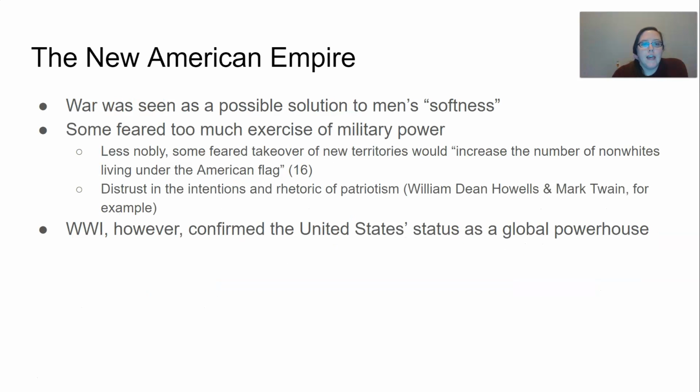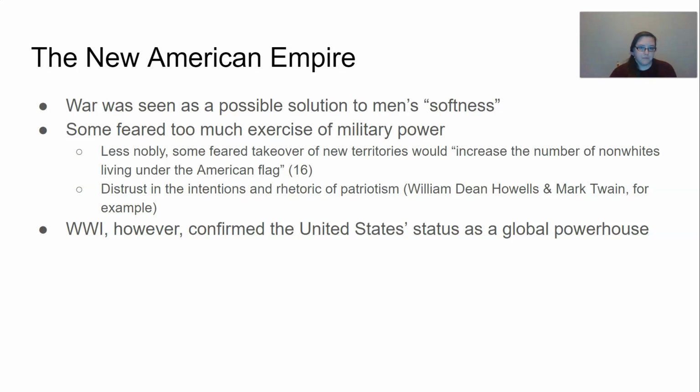And then finally we get, really briefly, a little military history in the final section of the introduction, the new American empire. One of the brief statements the book makes is that war could be seen as a possible solution to men's softness. Maybe we don't just need violent texts, maybe we need war. Of course, we get that. Some feared that too much exercise of military power would increase the number of non-whites living under the American flag, so it's sort of a less noble fear.